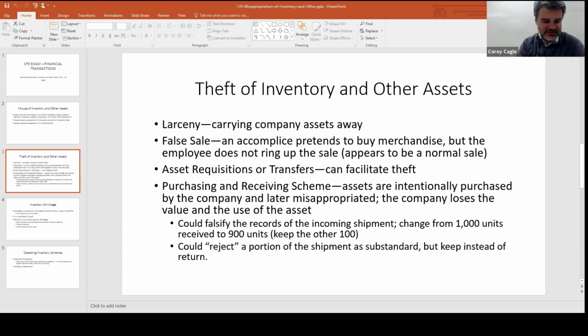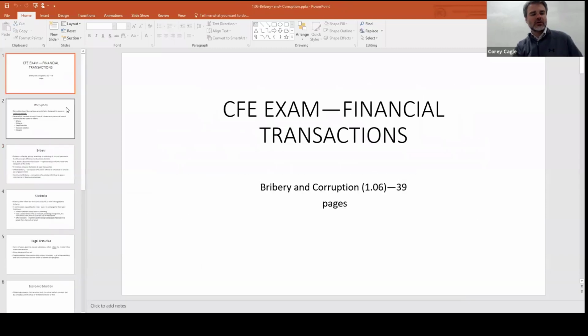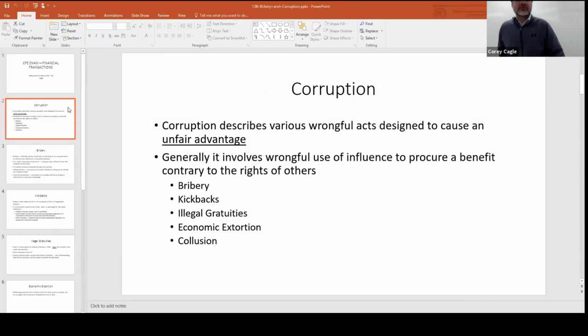Bribery and corruption is next. This is just a series of definitions you kind of need to know, the different types of things: bribery, kickbacks, illegal gratuities, economic extortion, collusion. The questions you get from this are going to be, this is an example of what, or this is the definition of what. These are real easy. Usually it's, this is an example of what. So let's go through here.